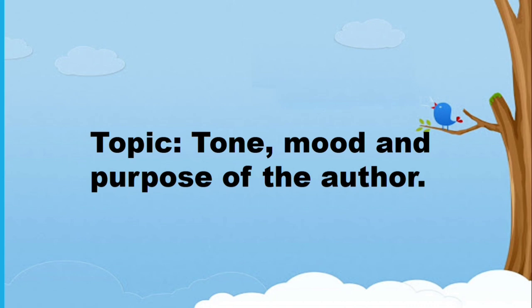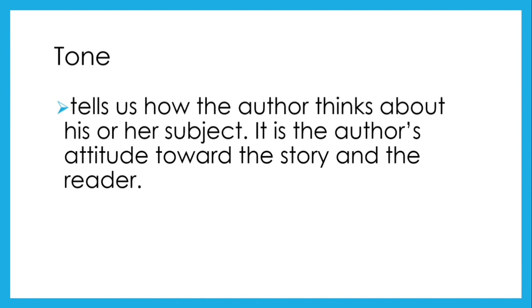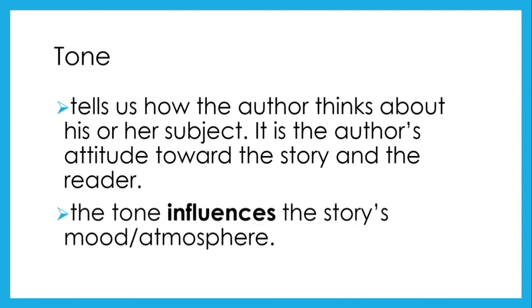Our topic is about tone, mood, and purpose of the author. Tone tells us how the author thinks about his or her subject. It is the author's attitude toward the story and the reader. The tone influences the story's mood or atmosphere. Tone is not stated directly. You must read between the lines to see what the author's attitude is on the subject.